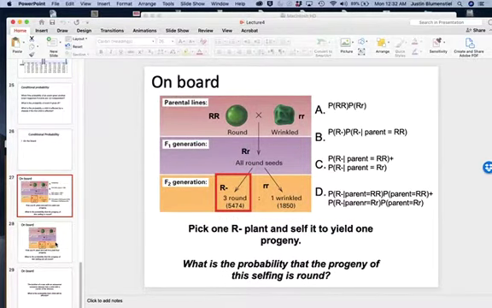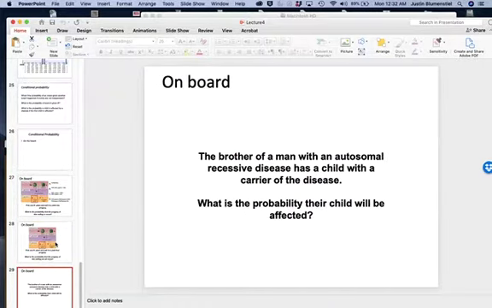We will work through this problem in class, but I want you to think about it. The brother of a man with an autosomal recessive disease has a child with a carrier of the disease. What is the probability that their child will be affected? So we're going to walk through and talk about that on Thursday. All right. Thank you very much.